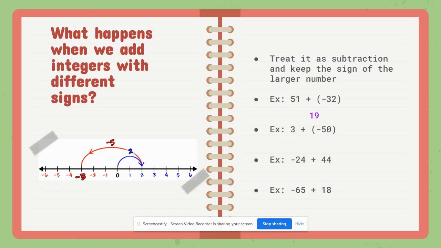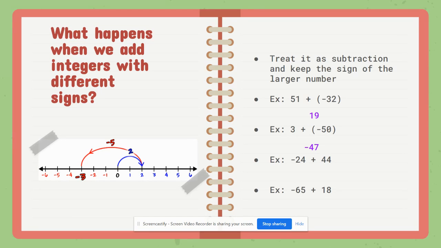So you're free to move things around in your mind or on paper, just make sure your answer is negative because 50 is negative and it's the bigger number. So 50 minus 3 is 47. But again, 50 is negative, so the answer is negative 47.